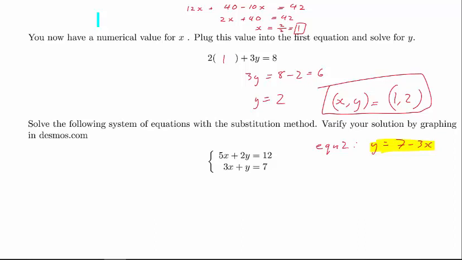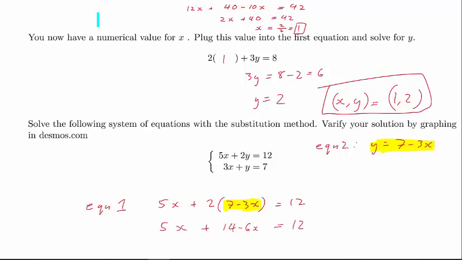And now let's come over here. We're going to take equation 1 and substitute in our y value from equation 2 so that we have 5x plus 2 times 7 minus 3x equals 12. So there is our substitution step right there.